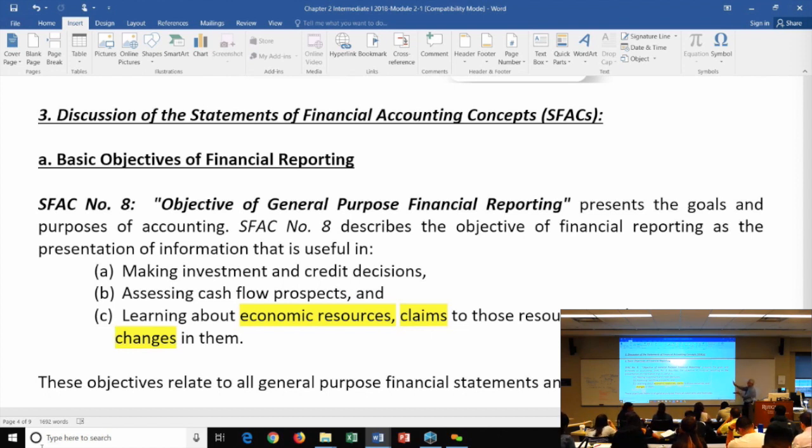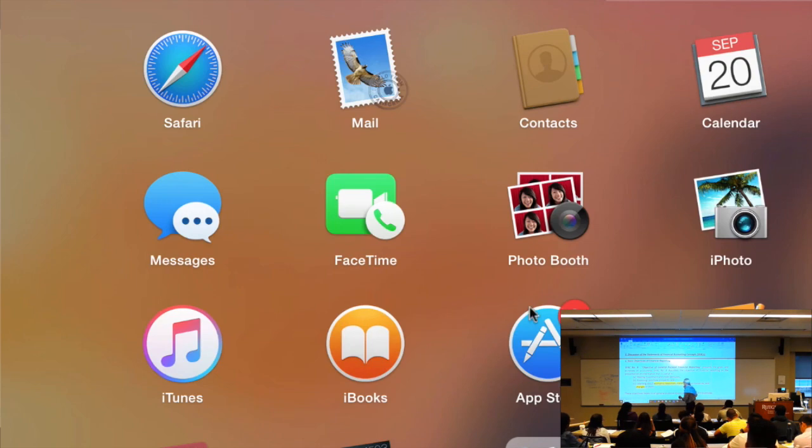All right, so let's just stop for a second. Look at the basic objective. That is the objective of financial reporting. That is the overriding or the overarching concept in the conceptual framework. Now we have to see how the rest of the framework can be used to satisfy the objective. Questions here before we move on? So that's the first, the objective.